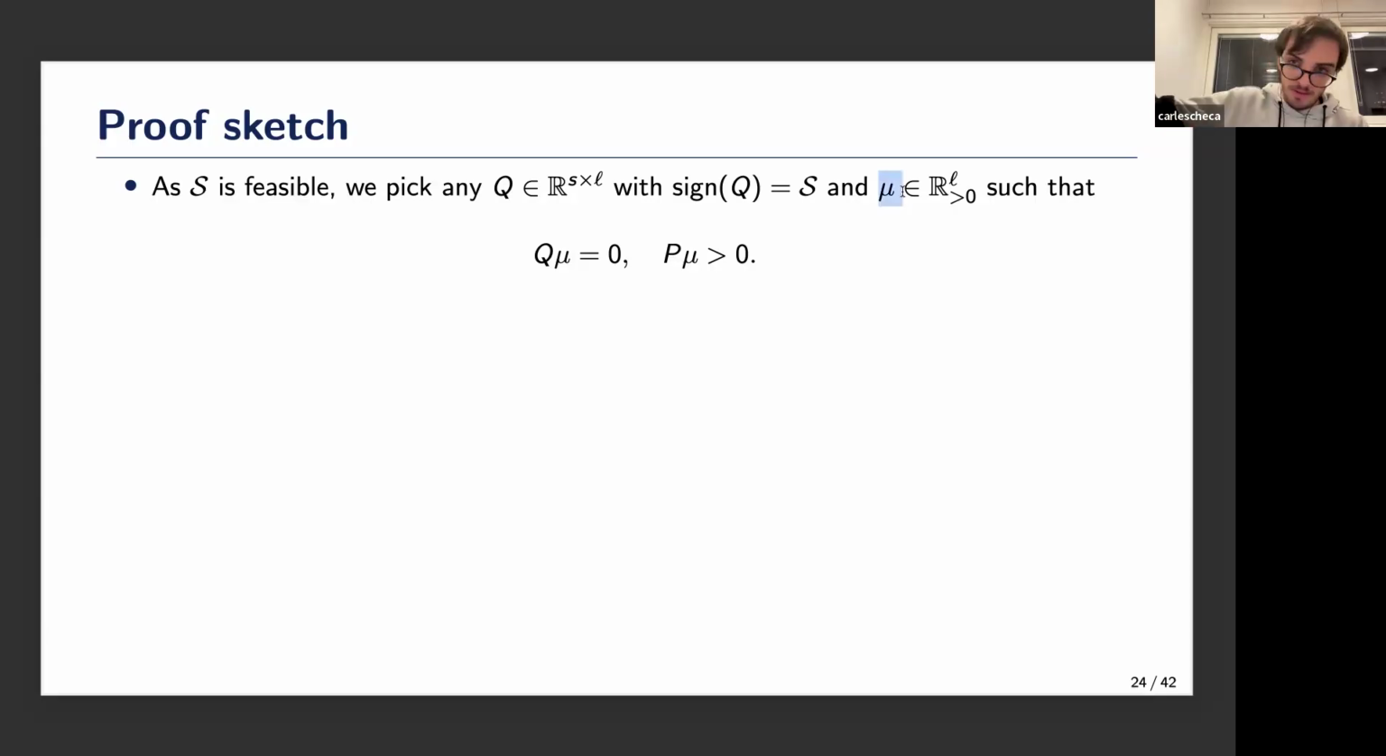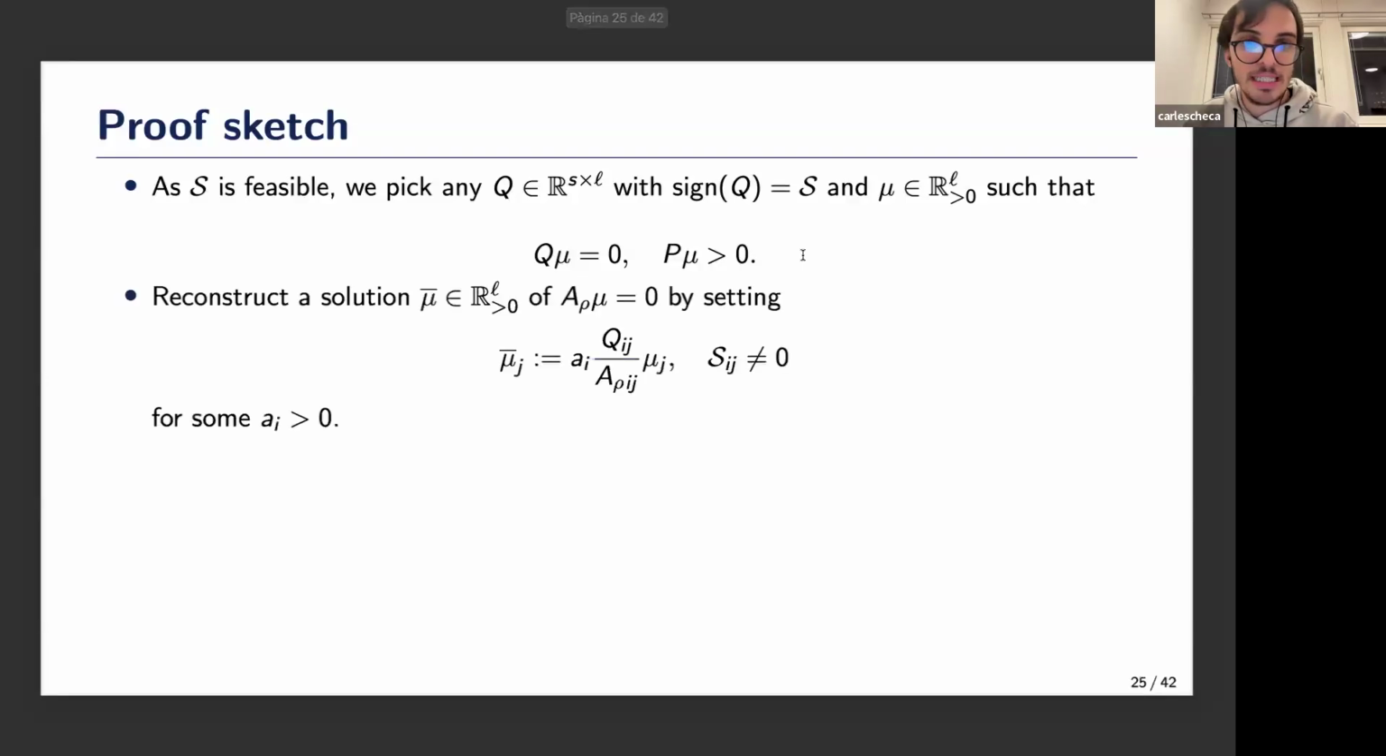an element mu that's positive and lies in R to the L, such that the linear system corresponding to Q has a positive solution. And what we do is take the solution of this system and use it to build a solution of our characteristic system. As we imposed that the sign of Q is precisely S, if rho belongs to the set CS, then A rho has the same sign pattern as Q.